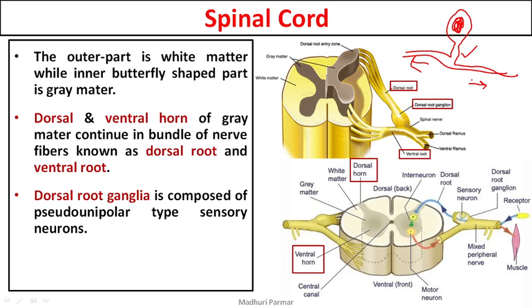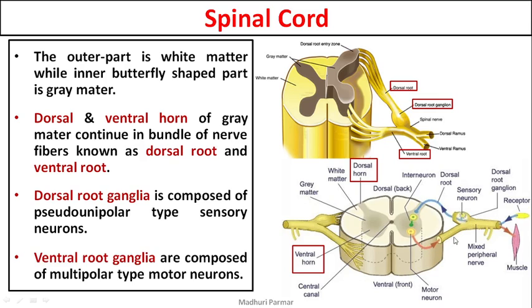Now the pseudo-unipolar neuron is sensory in nature. What does sensory mean? Sensory means it will be receiving all the sensations from your body. Okay, let us say if somebody taps on your shoulder, then this is also a sensation. Okay, touch. So that touch, that pressure will be felt and transmitted through this sensory neuron. Okay, so dorsal root ganglion is made up of sensory neurons, which are pseudo-unipolar in nature.